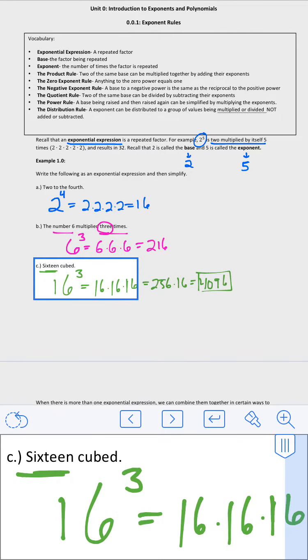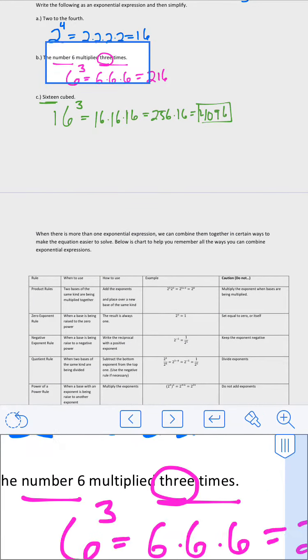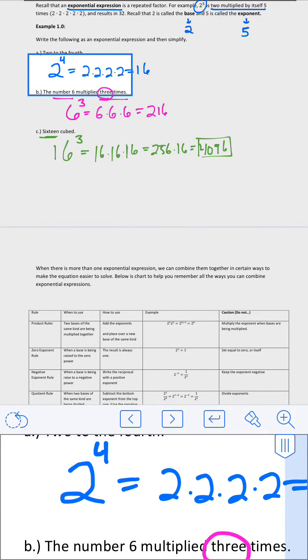Alrighty, so that's exponential expressions, setting those bad boys up. Looking good. If you have any questions at all, you can pause the video here, because from here we're going to talk about how to combine them. And if you are having issues with what a base is, what an exponent is, then you need to talk about it now because it only gets more complicated from here.